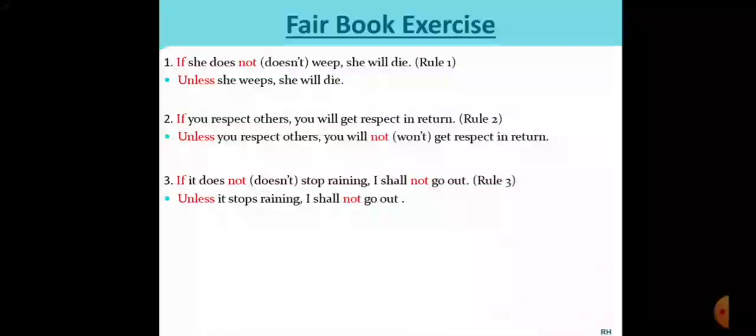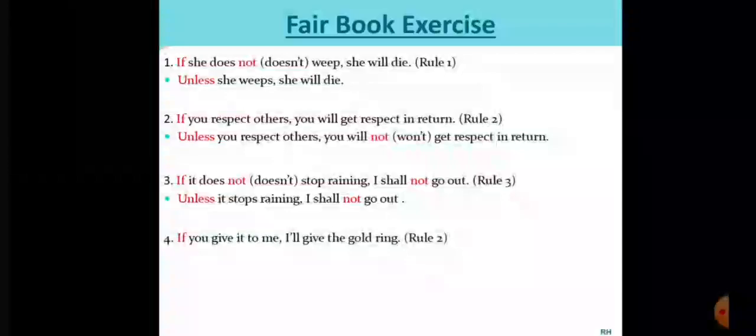Unless it stops raining. Now we are removing the word does, you need to also understand this, students. In the first sentence also we have removed the word does, so weep becomes weeps. Here we are removing the word does, so stop becomes stops. You need to remember this. Unless it stops raining, I shall not go out. Students, we'll just add unless plus not in rule number 3. Great. So this is clear to you.